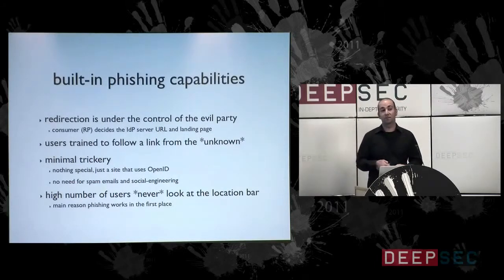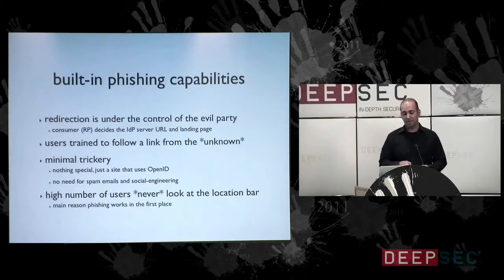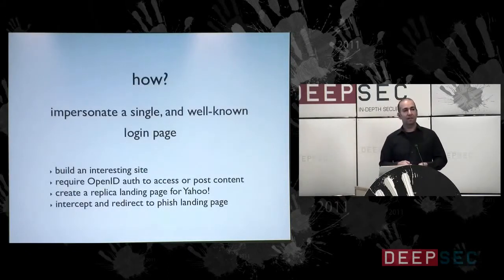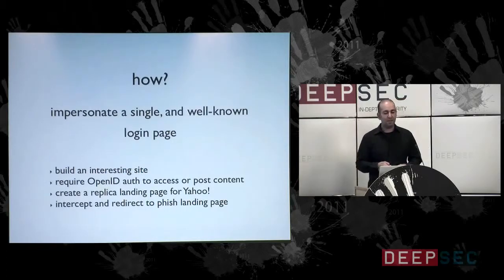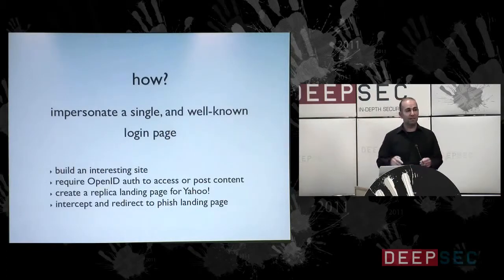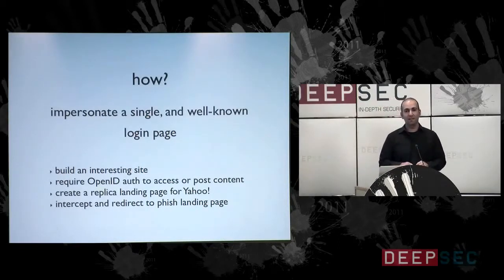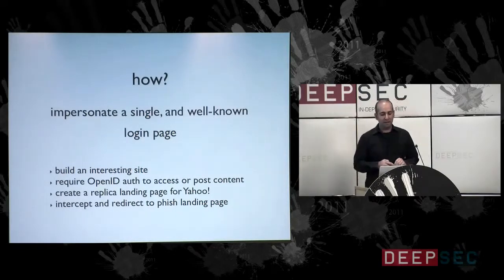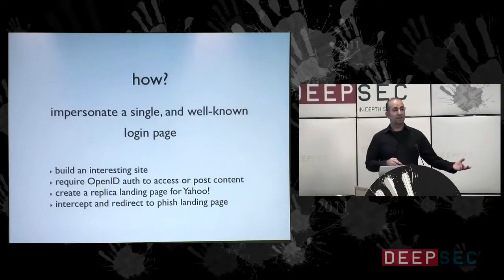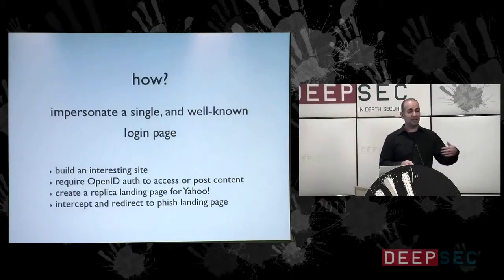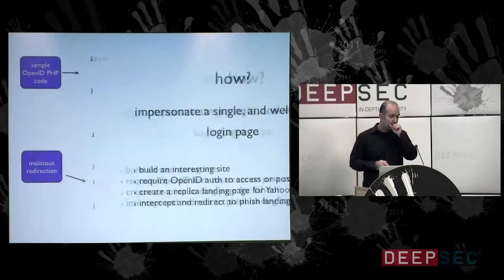You no longer need to do that as a phisher with OpenID. So for example, if you want to phish someone's Yahoo account, you go and build an interesting website which shows some funny pictures of cats and dogs and put a bunch of OpenID logos on it, and one of them being the Yahoo OpenID logo, and create a replica of the OpenID account, and basically sit back and relax and intercept all the requests that come in.